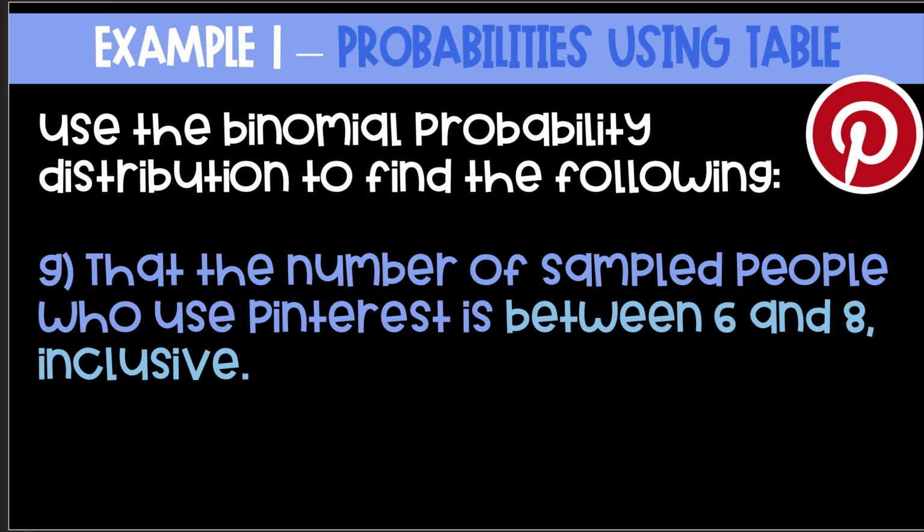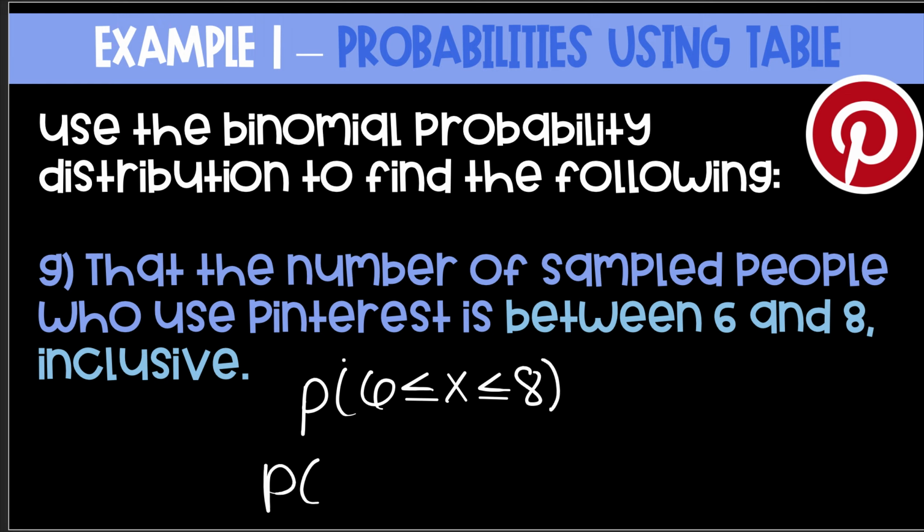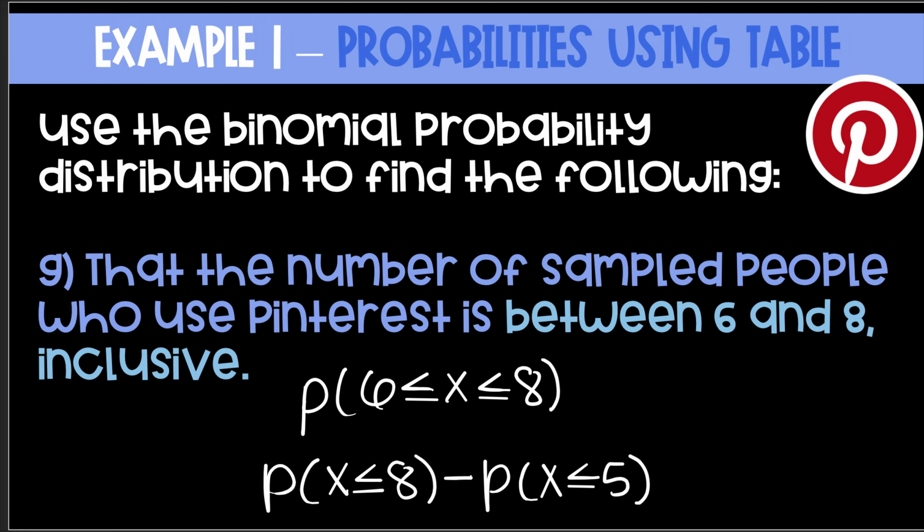What's the probability that the number of sampled people who use Pinterest is between 6 and 8 inclusive? So we want the probability of X is in between 6 and 8, including the 6 and the 8. Remember how we did it last time? I found the probability of at most 8, and then subtracted the probability of at most 5. Because I do want to include the 6, so I have to go one before.